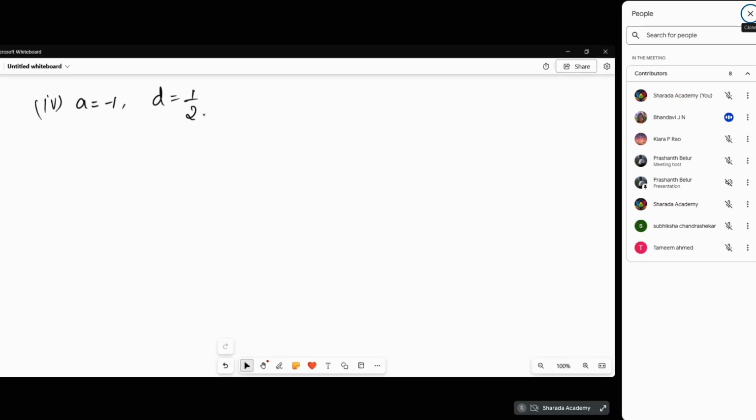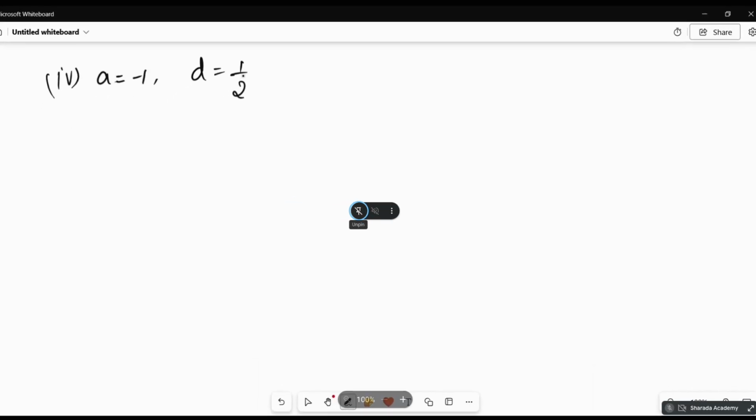Vihan, answer. A is equal to minus 1, D is equal to 1 by 2. Minus 1, minus 1 plus 1 by 2 is minus 1 by 2, then 0, 1. Correct.